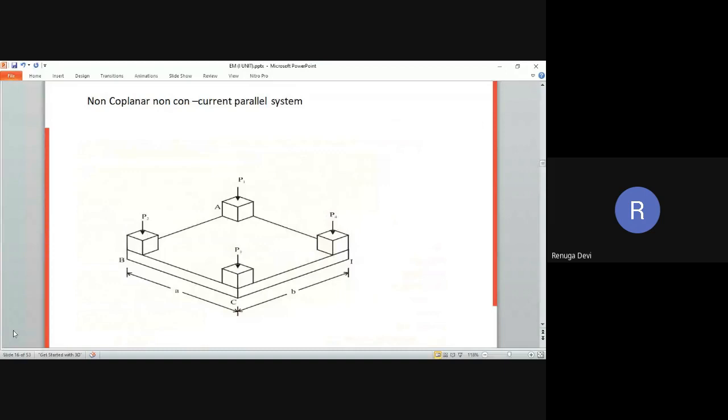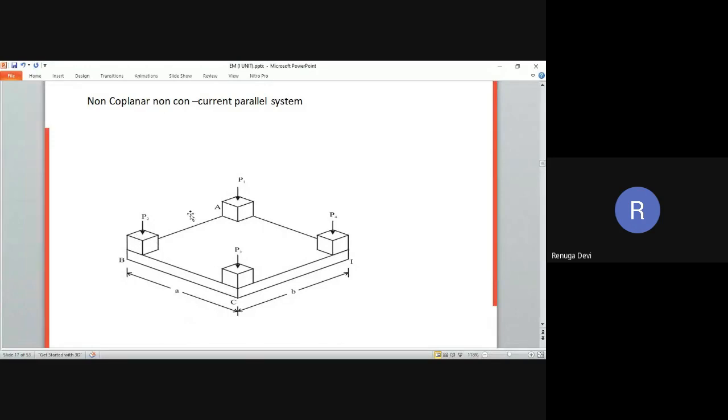And coplanar concurrent system. So this is concurrent. Just see that in a single plane, at a single point, all the giant wheel buckets act towards this particular point. So coplanar concurrent system. And coplanar non-concurrent. Coplanar means this ladder comes under coplanar and these forces are acting at different points, non-concurrent. So it is not at a single point, it is acting at different points.